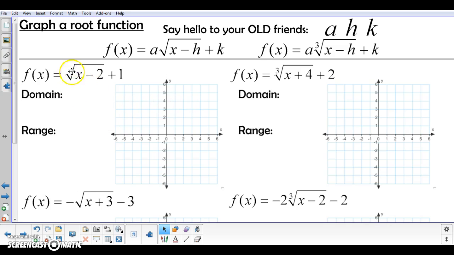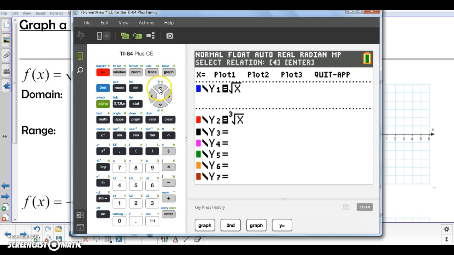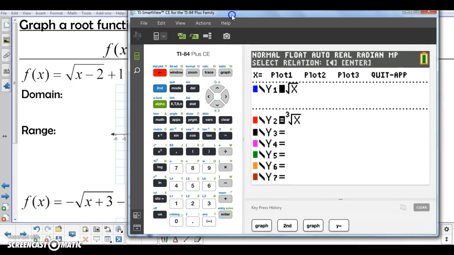So what I'm going to do is show you how to graph this in your calculator, the square root of x minus 2 plus 1. And then we'll talk about why it does the things that it does. So y equals, I still have the square root function from before. So I have the square root of x. I'm going to make this x minus 2.